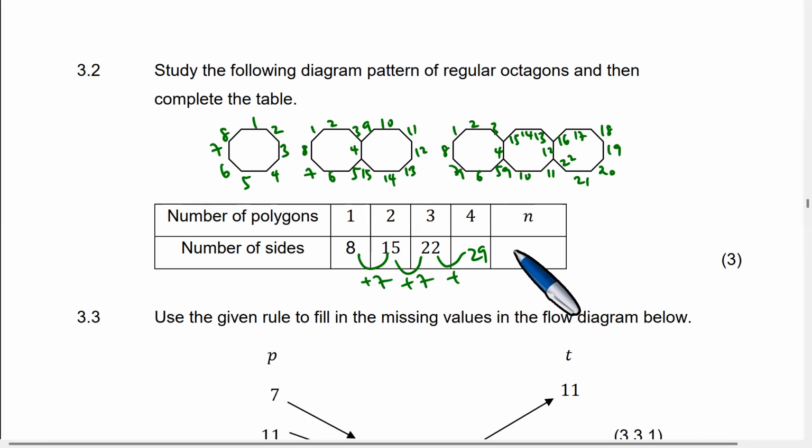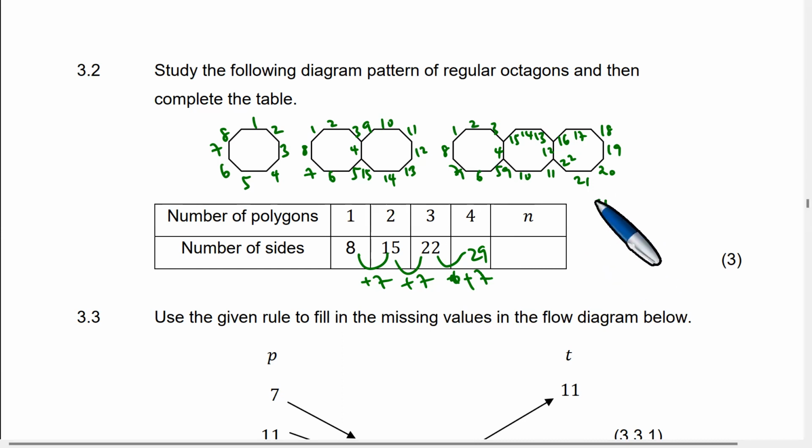So 36. Please come again. 36. No, n is not 5. It's not 5. n, the general one. Anyway, that's 7. The general one.